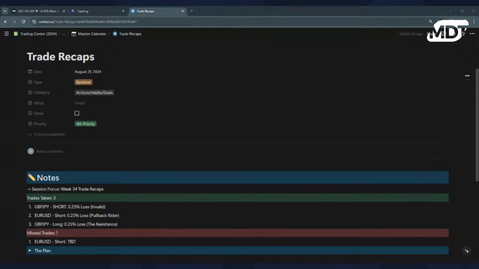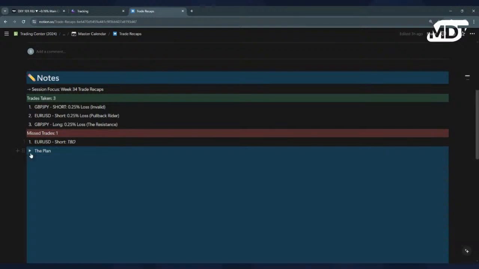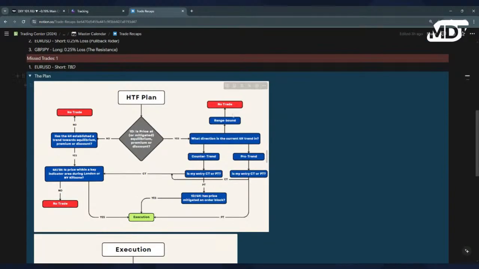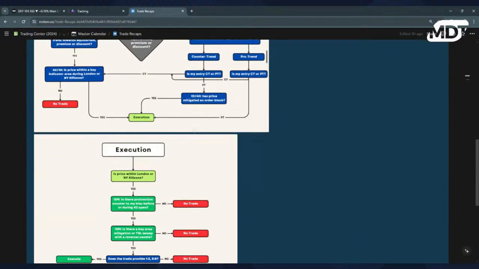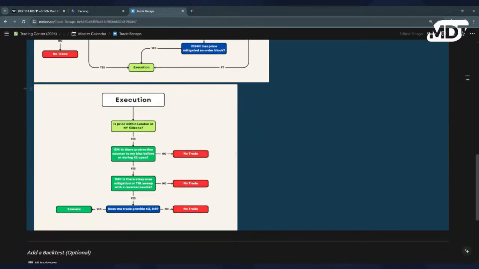So yeah, the plan hasn't changed as mentioned in my weekly review. So you're all familiar with the plan. If you're not, this is it from the high time frame perspective. And then once the high time frame criteria is met, the lower time frame execution checklist.